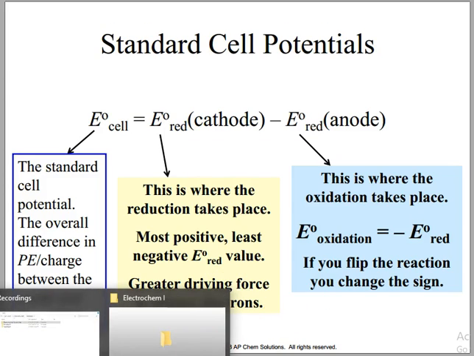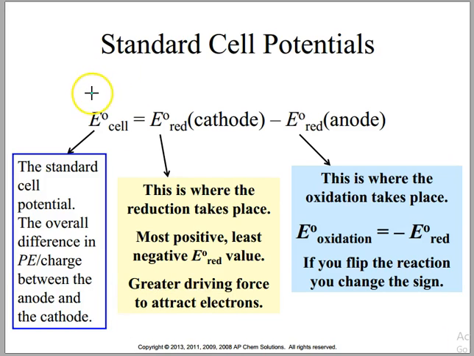All right, standard cell potentials. This equation is not given to you on the AP exam, so I suggest you write this in your area where you're putting those equations that are not given to you. So the cathode is where reduction takes place. Anode is where the oxidation takes place. So the overall difference in the potential energy per unit charge between the anode and the cathode is the standard reduction potential of the cathode minus the standard reduction potential of the anode. Take a second and read everything on this page.